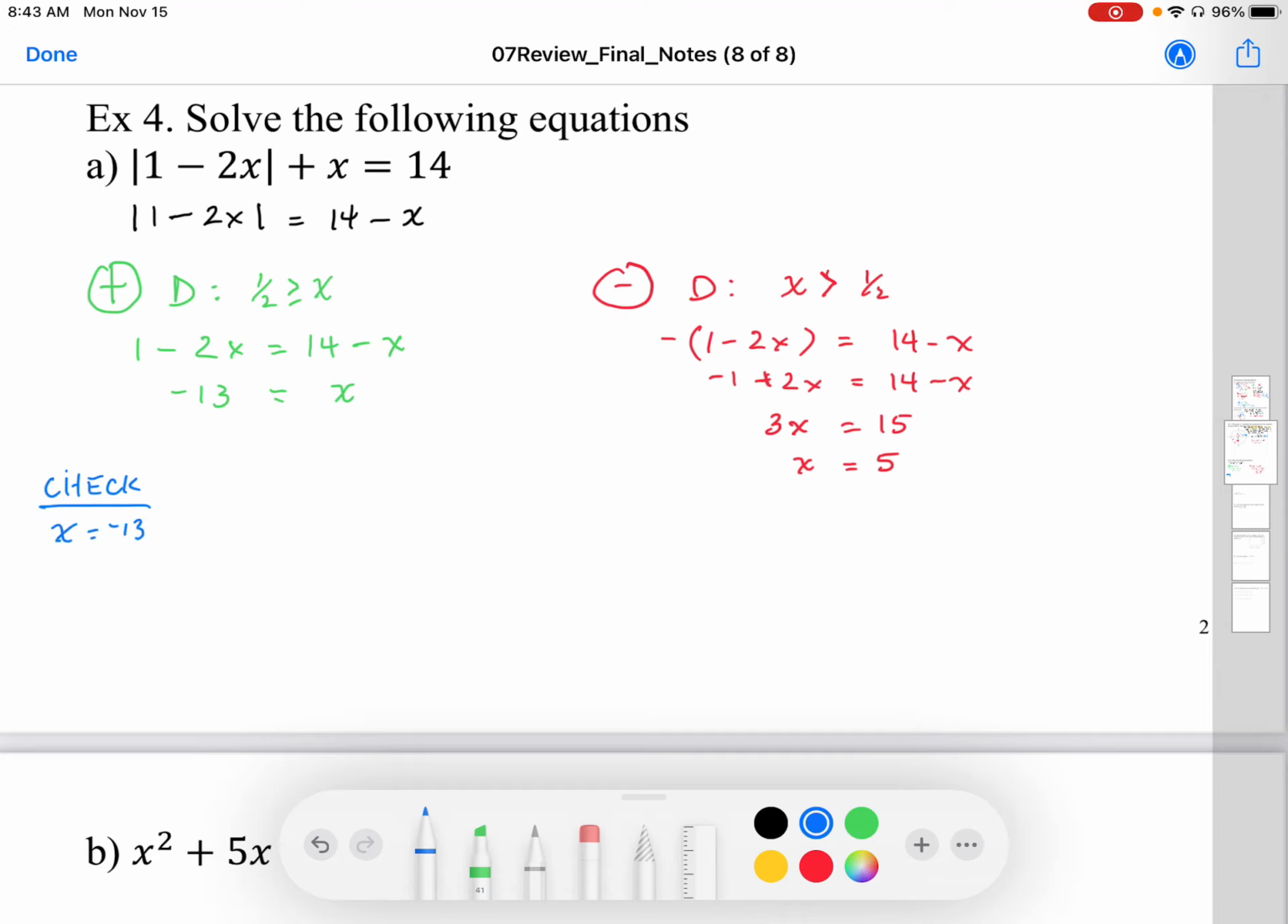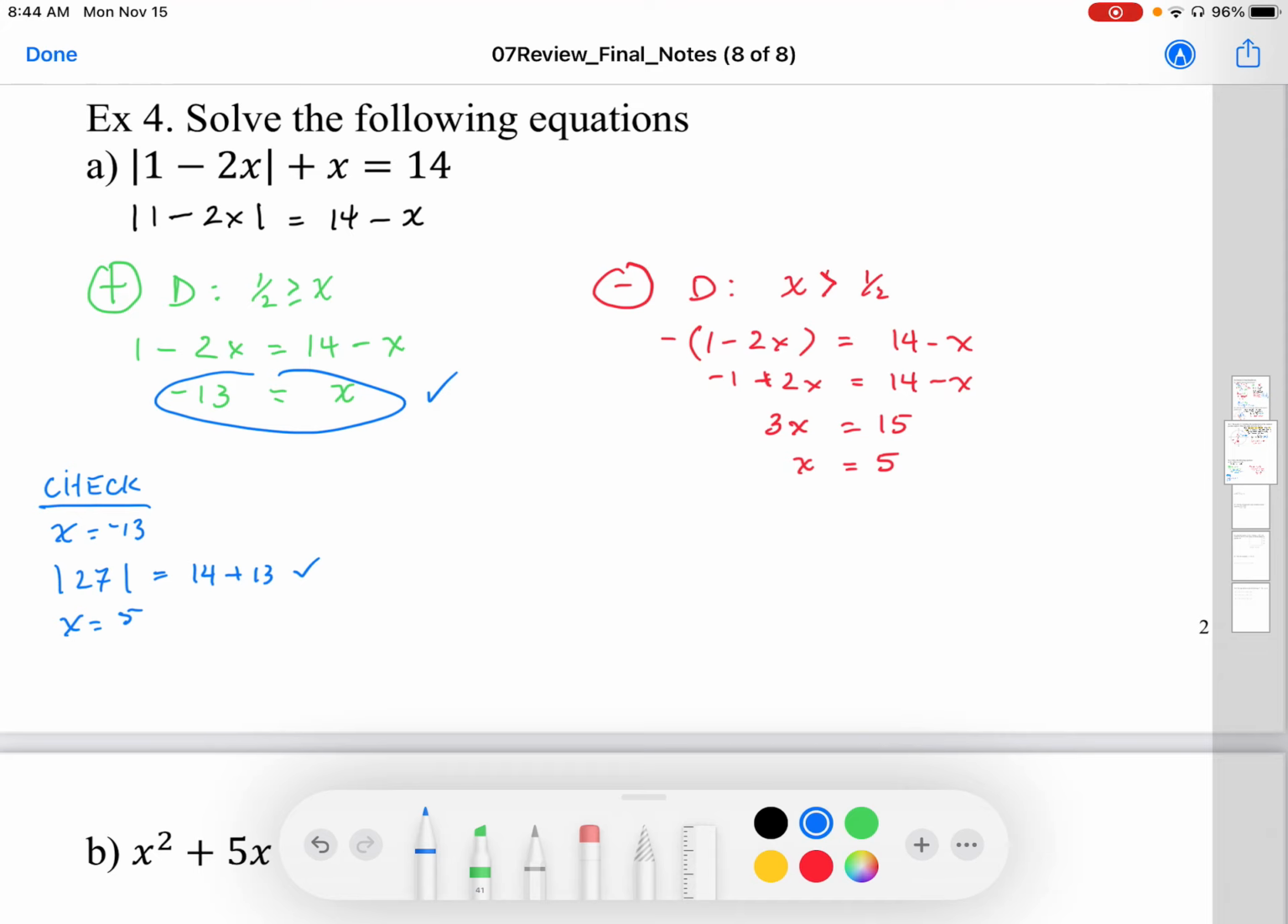So x is equal to negative 13. If I plug that in, I'm going to get the absolute value of 1 minus negative 26. So I get positive 27. Absolute value is equal to 14 minus a negative, so it's going to be plus 13. And that looks like it's going to work out. So this is a valid solution. It passes our check.